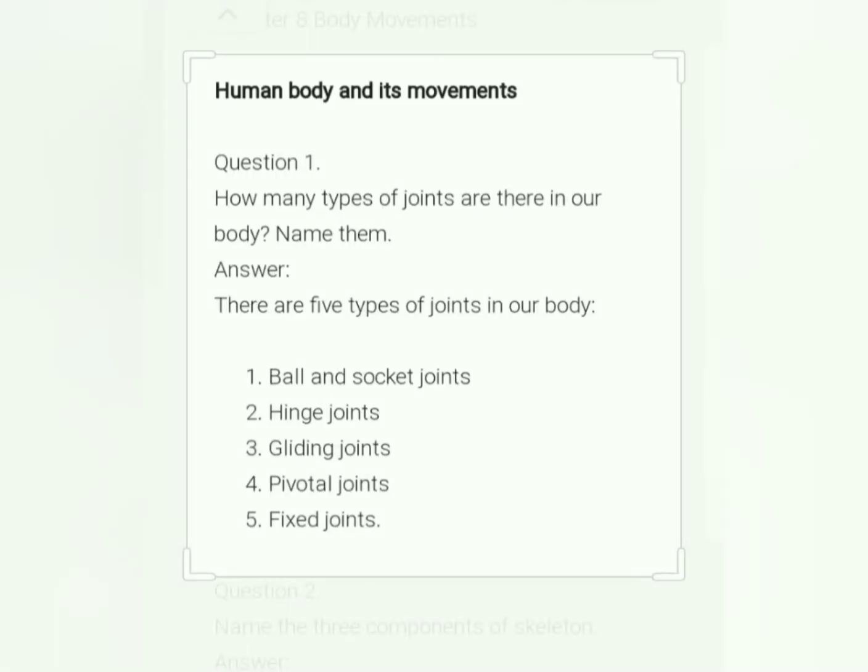Now we are going to solve some extra questions from the topic body movements. Questions are related to the human body and its movement. See question number 1. How many types of joints are there in our body? Name them. See the answer. There are 5 types of joints in our body. In the book only 4 types are mentioned, but there are 5 types of joints. One is ball and socket joint. Second one hinge joint. Third one gliding joint. Fourth one pivotal joint. Fifth one, fixed joint.